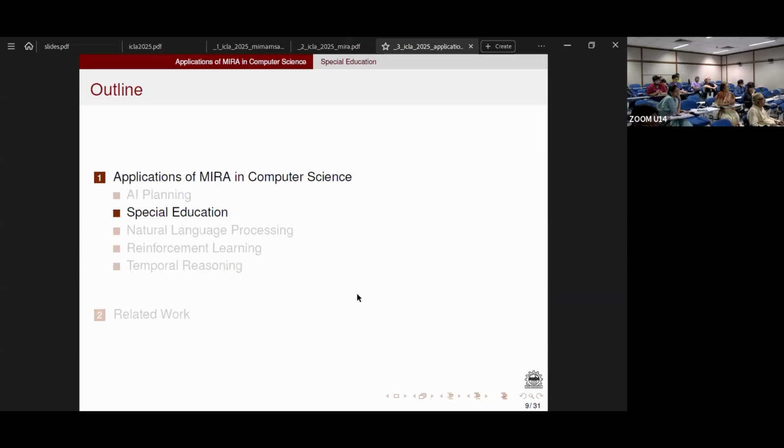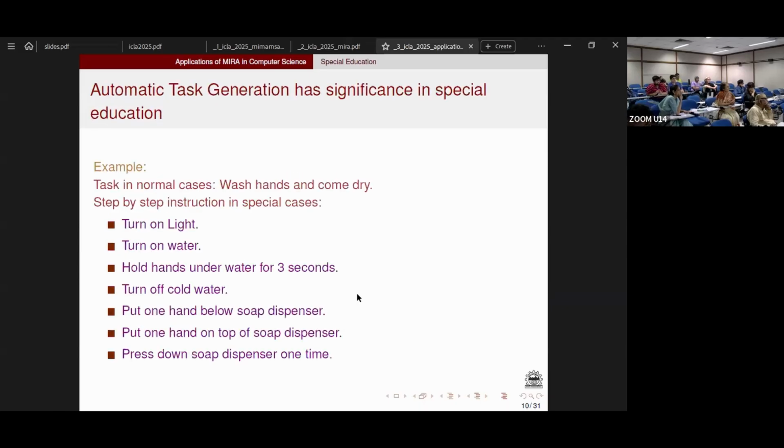The second application that we did was on special education, where the children have difficulty in sequencing a certain type of instructions. For example, wash hands and come dry. Suppose we say that to a small child, he would immediately understand. But to a special child, we have to give step-by-step instructions, like turn on light, turn on water, hold on water for 3 seconds. We have to give it in sequence. But in general, when we give it as a sequence, we might miss 1 or 2 steps. That will be very difficult for them to understand.